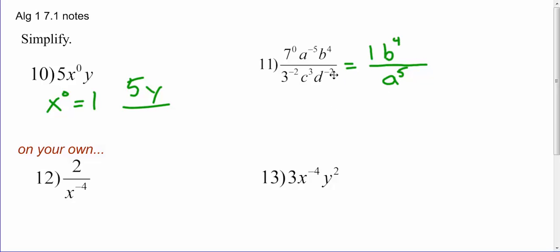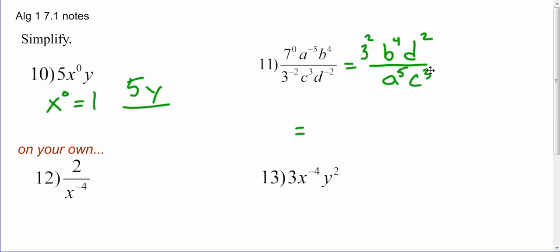Okay, let's go to the denominator. 3 to the negative 2. Okay, that is where we would move that up to the numerator. I'm actually going to delete that one. We don't need it anymore anyway. So that would be 3 squared up there. C to the 3rd stays exactly where it is because it's a positive exponent. D has a negative exponent, so I'm going to switch it to the other side of the fraction and change it to a positive. We always want positive exponents with these.